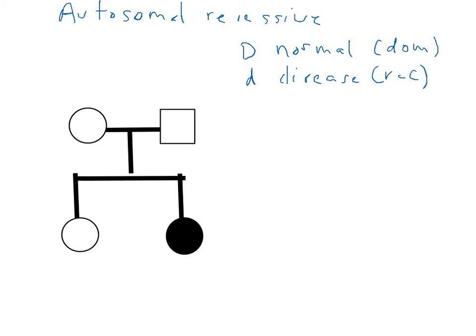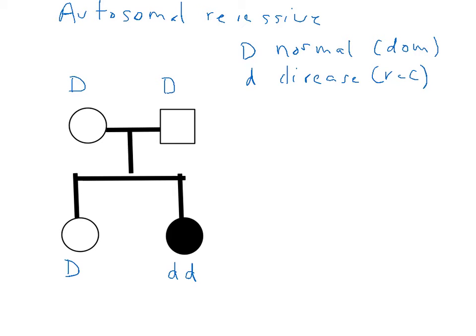So let's start with the mother up here. Because she's normal, you know that she has to have at least one big D allele. You don't necessarily know what her other one is yet. Likewise, the father has at least one big D allele to be normal. This daughter has one big D allele to be normal. And to be affected, this daughter down here must be little d, little d. That's the only way you can be affected.